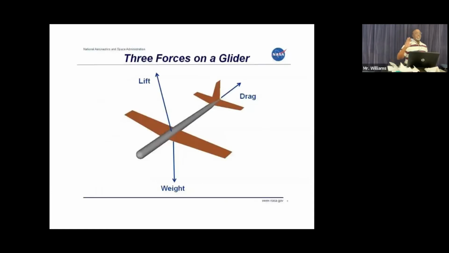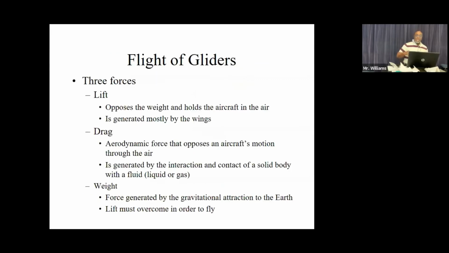There are three forces that work in conjunction with a glider. They are lift, drag, and weight. Lift opposes the weight. It's what holds the aircraft in the air. Okay, it's generally provided mostly by the wings of a glider, whatever they happen to be.